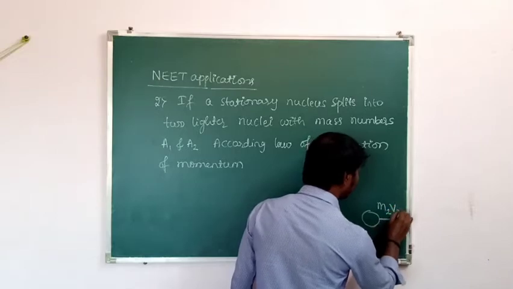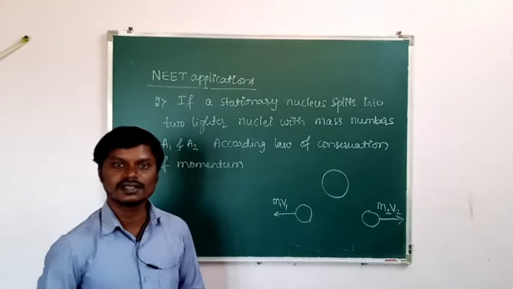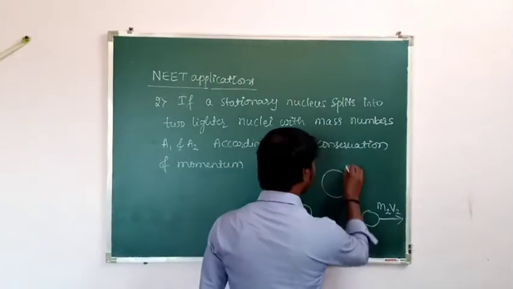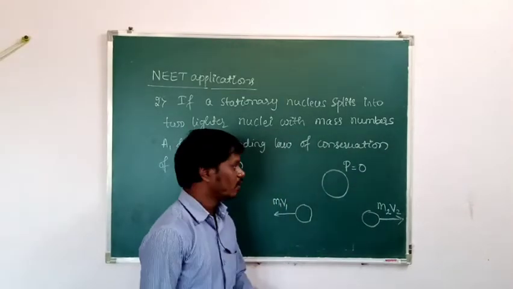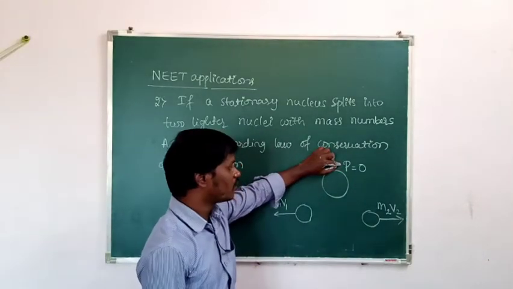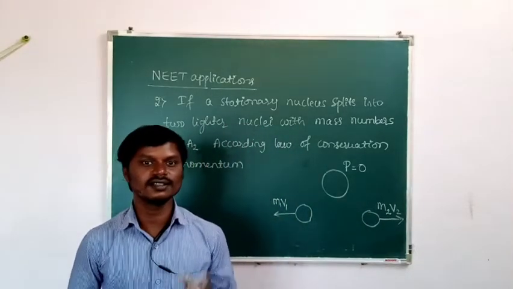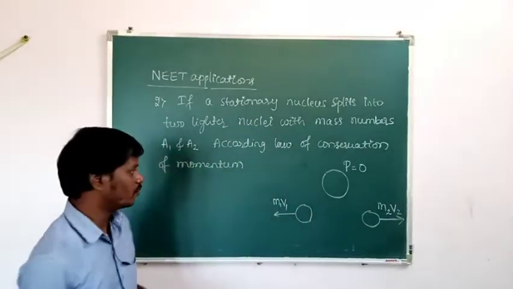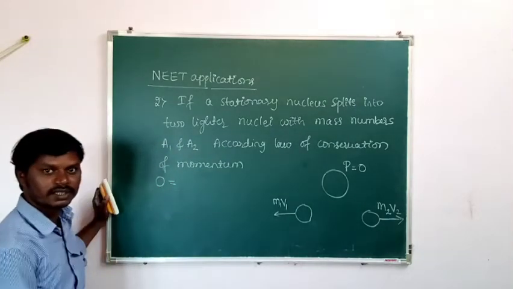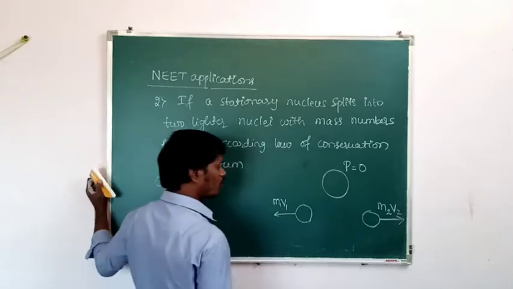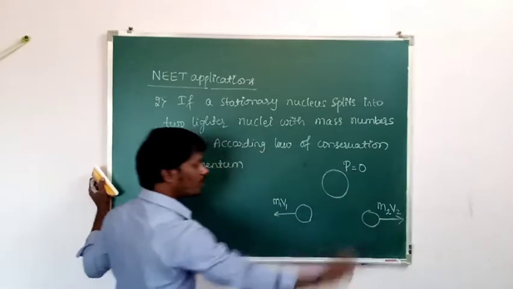Then what is the momentum of the stationary nucleus? That is 0 because initially it is at rest. Then the initial momentum is equal to final momentum, that is called the law of conservation of momentum. See here, the initial momentum is 0. Then what about final momentum? The momentum of the first body plus the momentum of the second body.